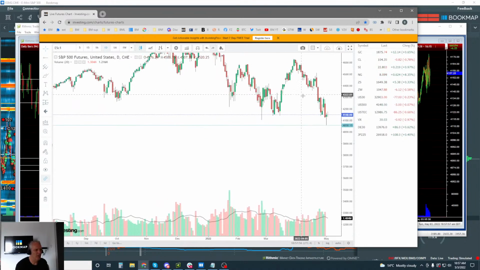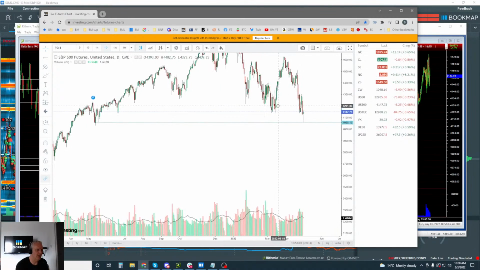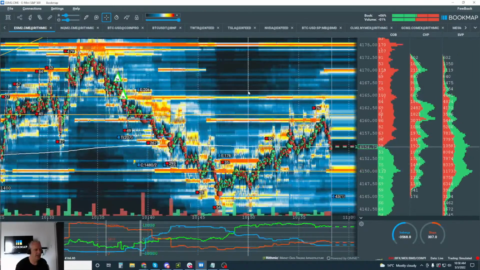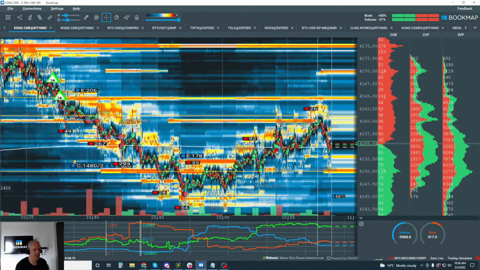Anyway, point is, starting to understand some of these areas in here, previous activity, and then looking for tests into those areas here. See how the market reacts to those areas in here. Same idea as in any of these areas here that we're looking at on smaller time frames.